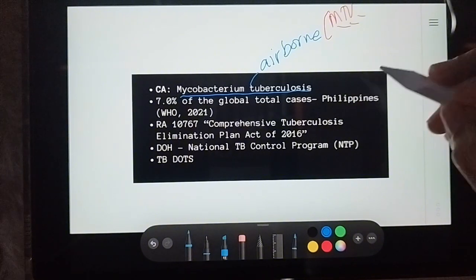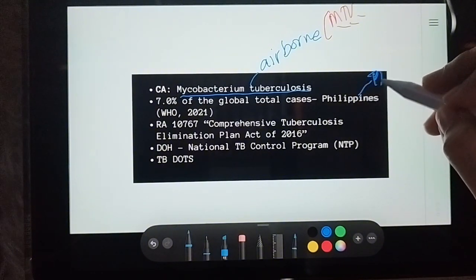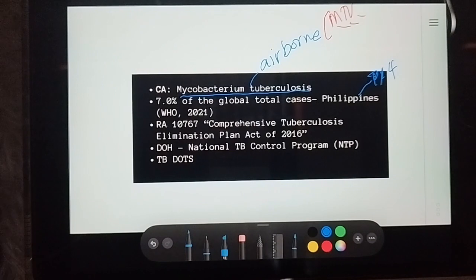Alam niyo ba na ang Pilipinas ay kasama sa top 4 na may pinakamaraming cases ng TB sa buong mundo? That's 7% of the global total cases, according to the WHO in 2021. In fact, for every 100,000 Filipinos, may estimated na 650 individuals ang infected ng TB. Again, this is from the data in 2021. Masasabi natin na ang TB is endemic talaga dito sa Pilipinas kasi laging nandyan, hindi siya nawawala. Lagi tayong may cases ng TB.